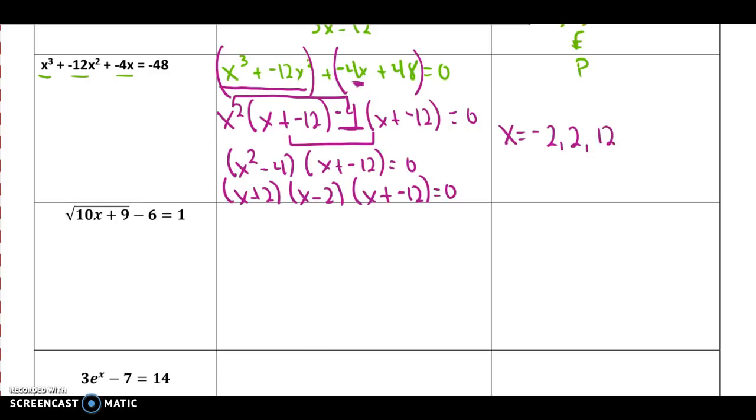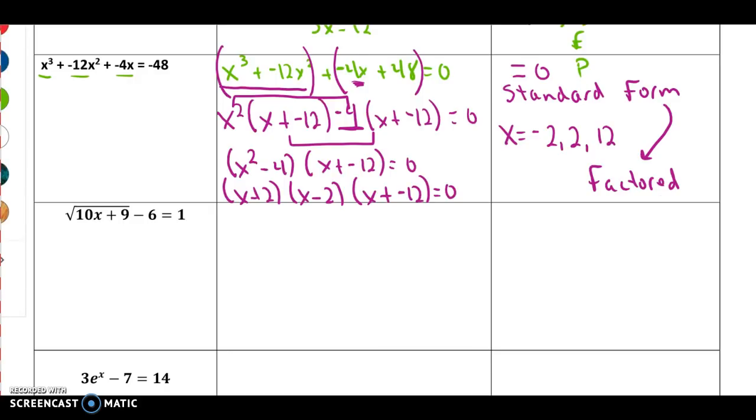The strategy that I used is I had to make sure that it equaled 0 and was in standard form, and from there, I factored. You do have that green page that I gave you that reviews all the different types of factoring. All right, moving on to the next problem.